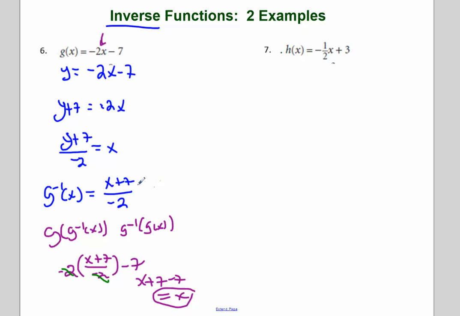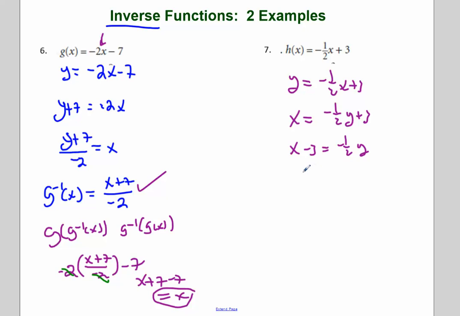So this is all well and good. Same thing here. I'm going to go ahead and do it the way I did it in other classes when I taught Algebra 1. So it's a little bit different than your book. I have y is equal to negative 1/2 x plus 3. And I went ahead and swapped right away. And I solved for y. So I have x minus 3 is equal to negative 1/2 y. I'm going to multiply by negative 2. So I have negative 2, and I'm going to keep it in parentheses, I will not distribute, (x minus 3) is equal to y.